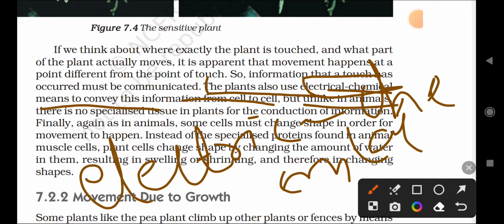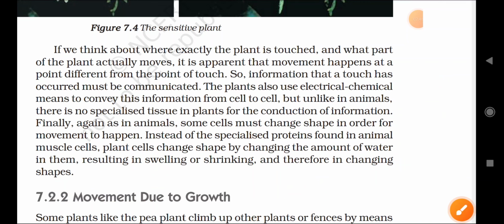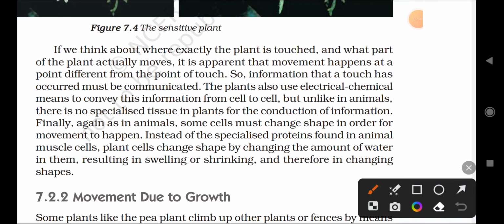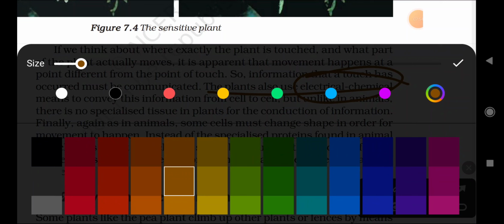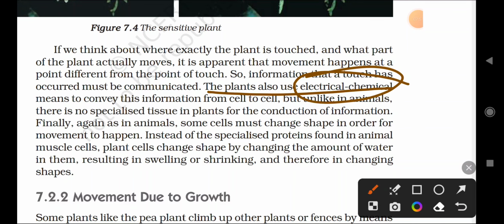In our exam they will ask by which method plants communicate with each other, you can write electrochemical method. Very important point for exam purpose. So which method do they use to transfer the message from one part to another part? You can write without hesitation, electrical chemical method, right? Very important point. There is no specialized tissue in plants for the conduction of information.